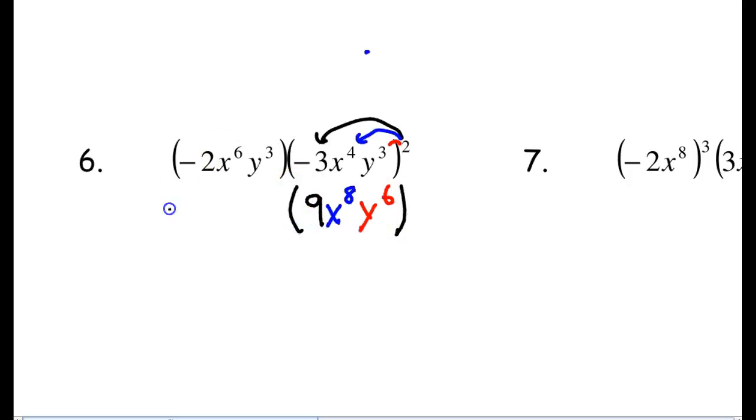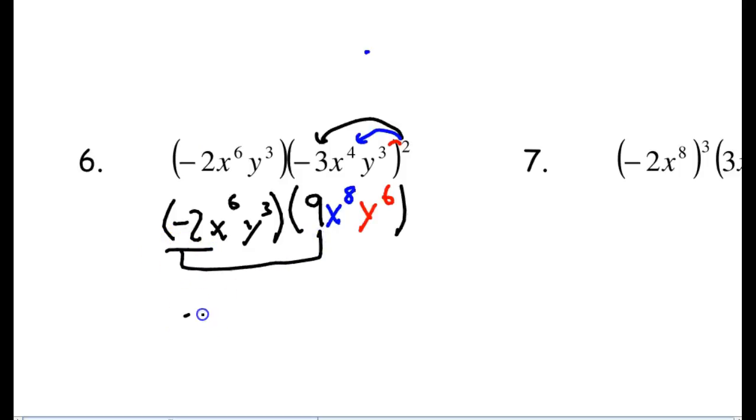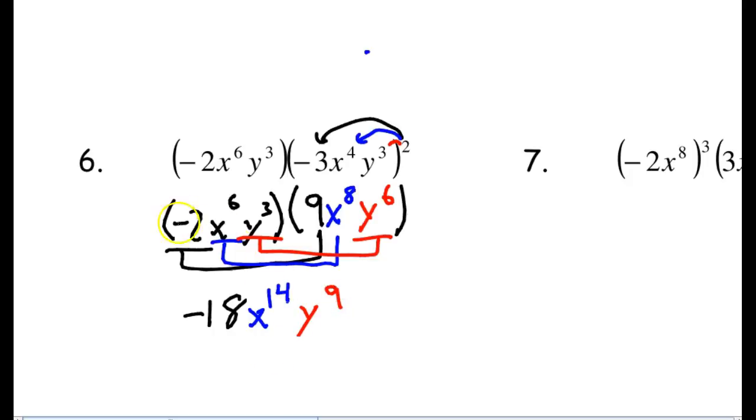And the first part here, you notice I just ignored it. I'm going to bring it down. And now this looks like a problem like number 4, where we just have coefficients and variables, and we just have to combine everything together. So we have negative 2 times 9, negative 18. We have x to the 6th times x to the 8th, which is x to the 14th. We're adding them now, right? So we have two different bases, so we're adding them up. And then y to the 3rd and y to the 6th. So 3 and 6 make 9. There's your final answer. So just a little extra step.